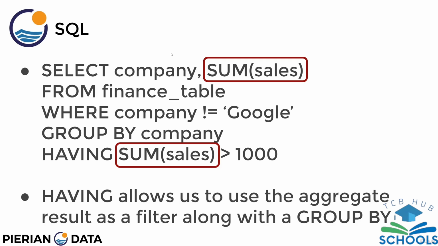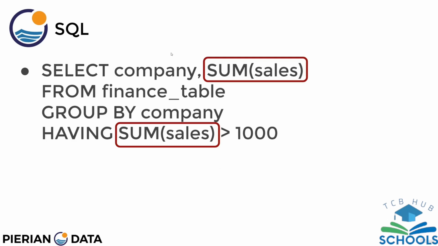So again, here I'm able to now filter based off that aggregate result of sum of sales in my having clause. So here I'm saying, do the filter of the where, and then after you group by, go ahead and do another filtering where we're having the sum of sales greater than some number like $1,000. So you would end up with a query that looks something like this.